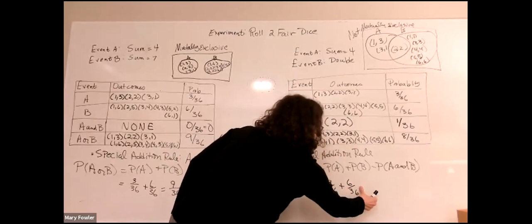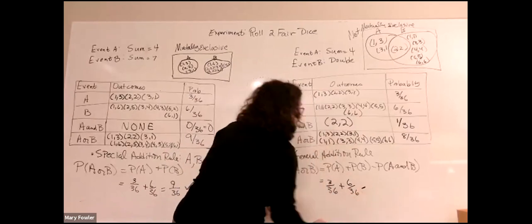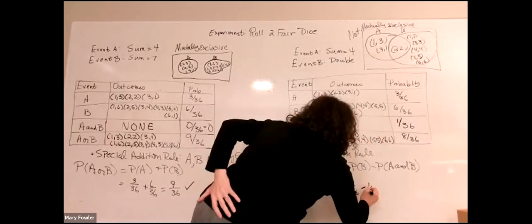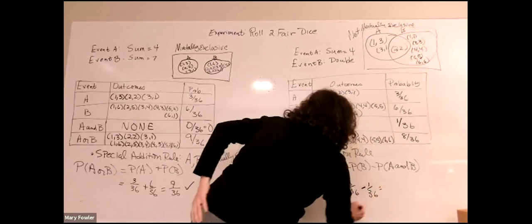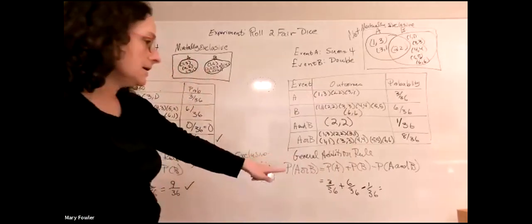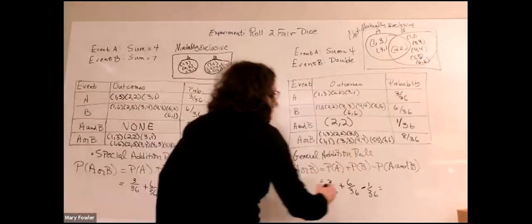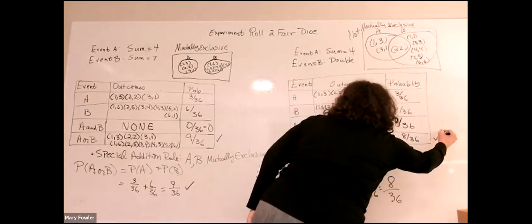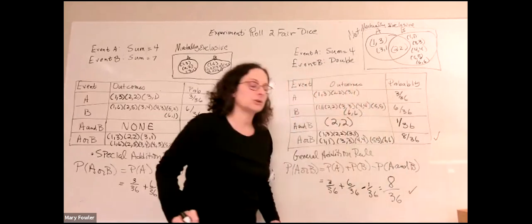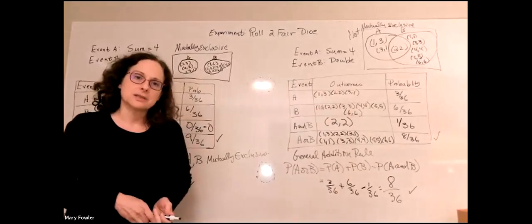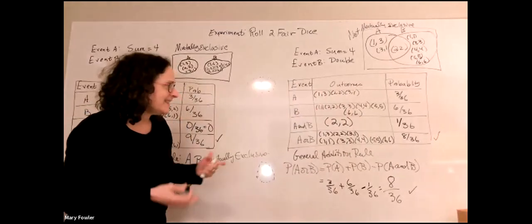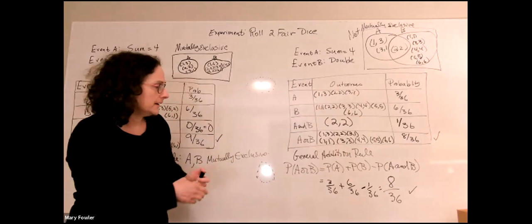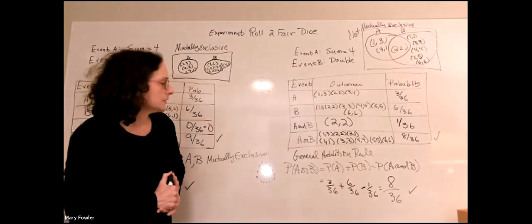And the probability of C, we're going to subtract 1/36. So first, we'll just add this up. We get 9 minus 1, it was 8/36. So the first thing I want to do is note that the two methods of calculation gave us the same answer. And then the other thing I want to talk about is why this formula works.